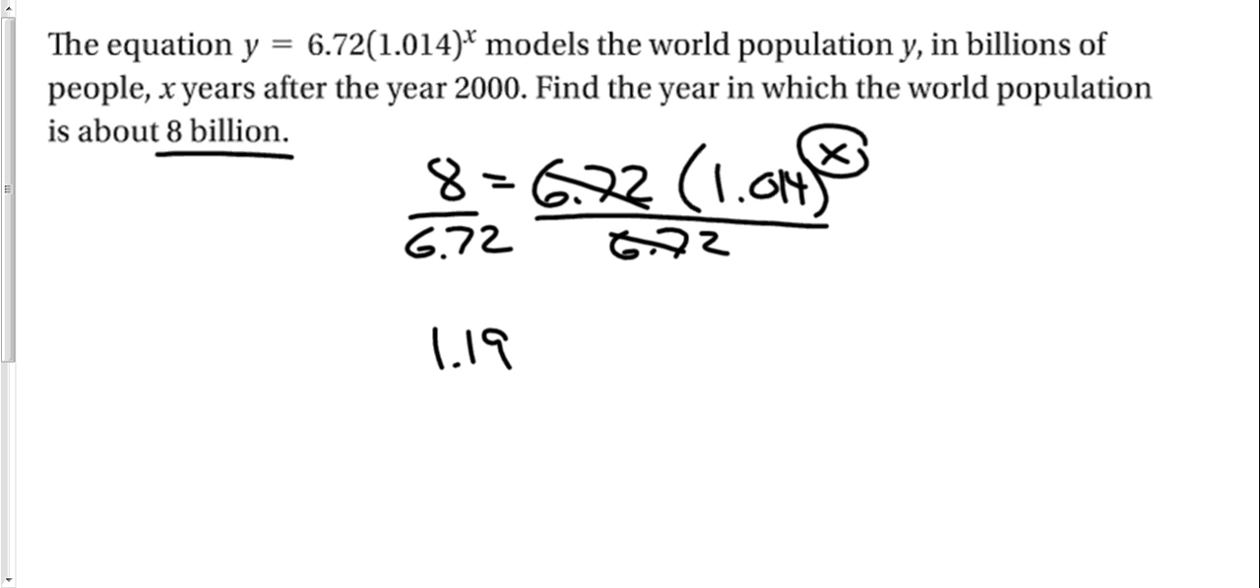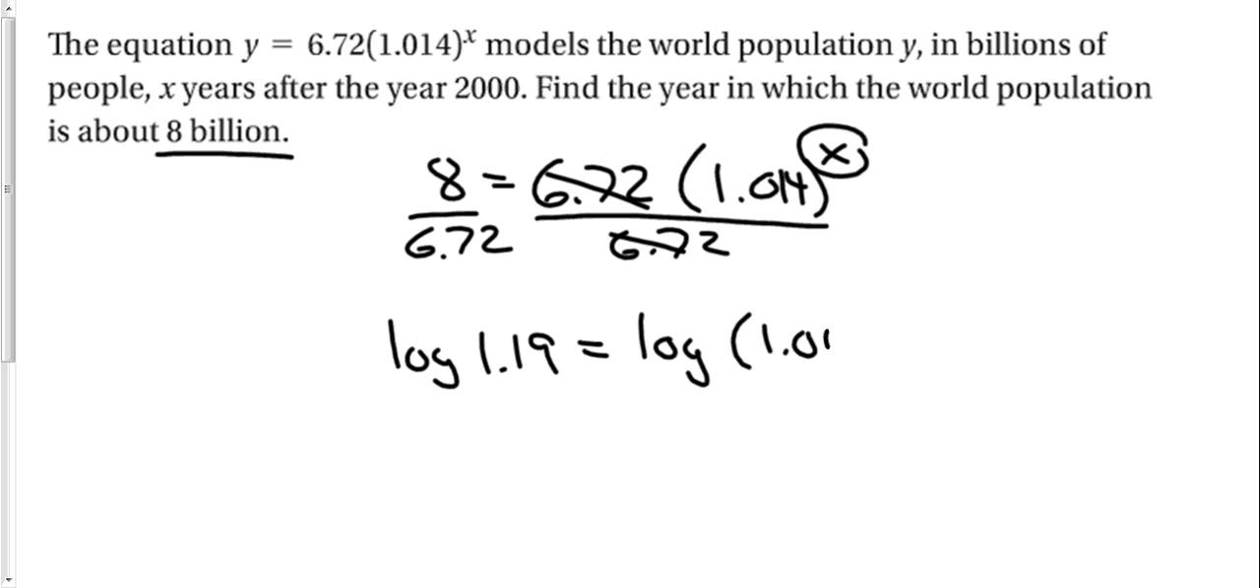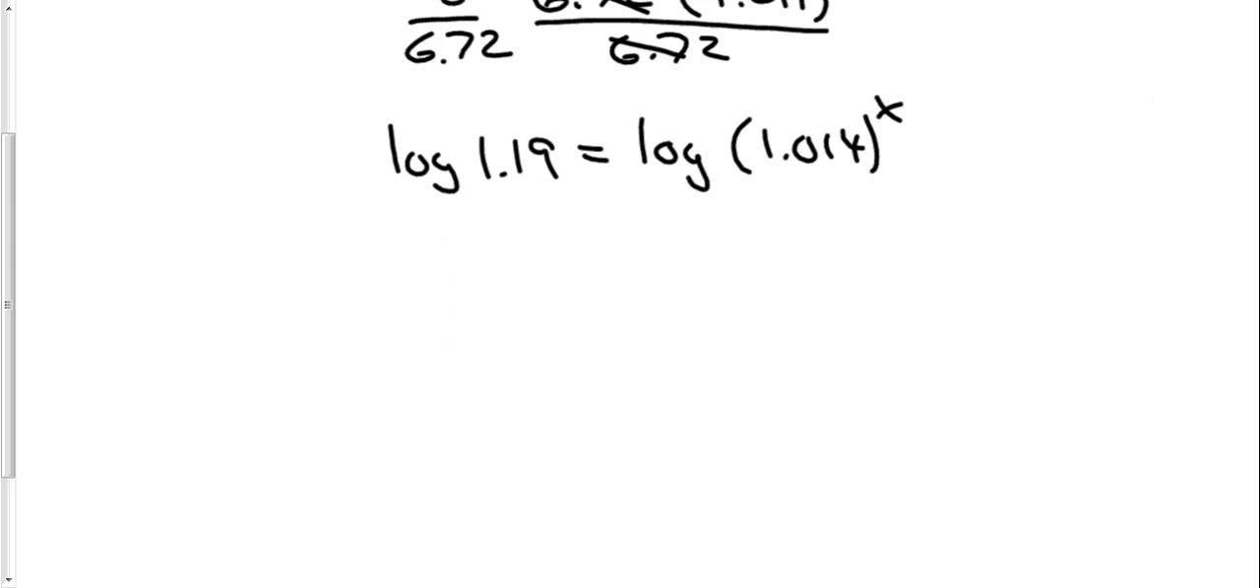We're left with 8 divided by 6.72, which is going to equal 1.19, equals 1.014 to the x power. To solve, we take the logarithm of both sides. Why do we do this? To use the power rule. To take the x out of the exponent and put it in the front.